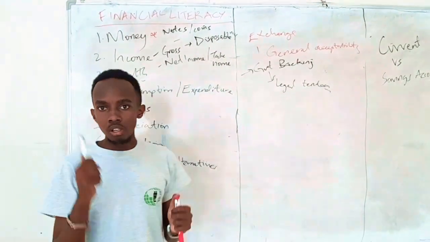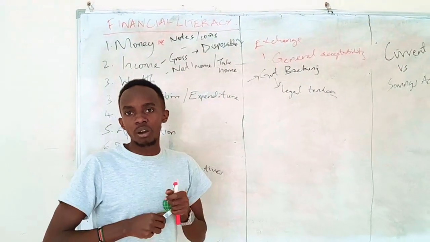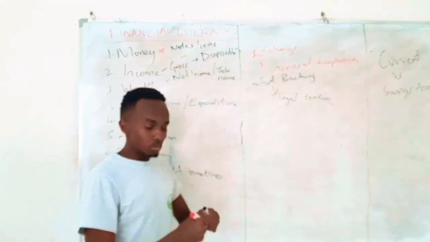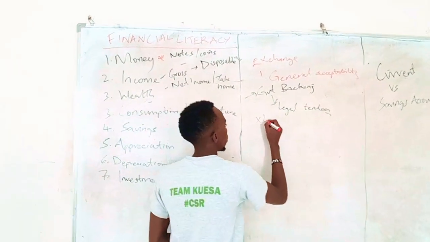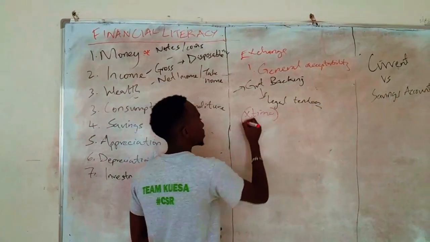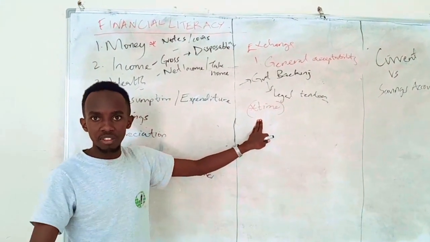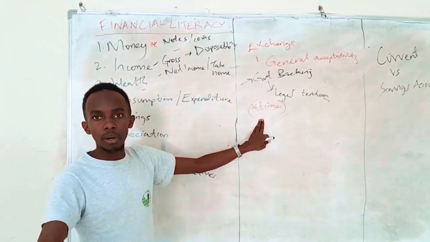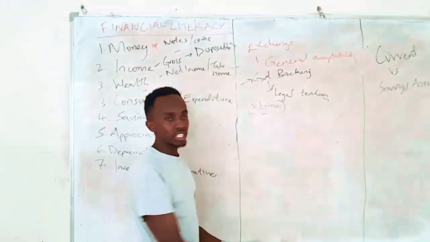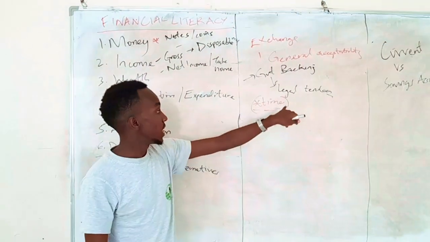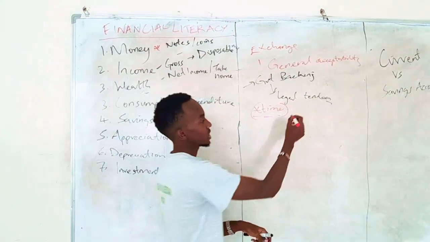Okay, so let us define income. Income is all the money that you earn over a period of time. So you must take note of the word time. This is because income is measured over a period of time. It's monthly income, yearly income, hourly income. So it is the amount of money that you earn over a period of time. And this amount of money can be from various sources.